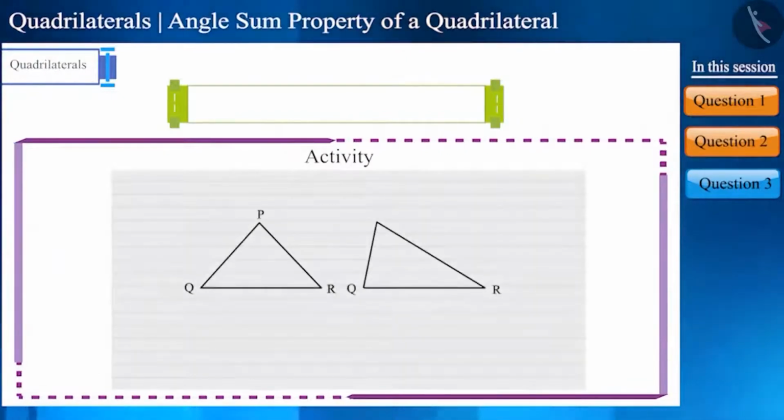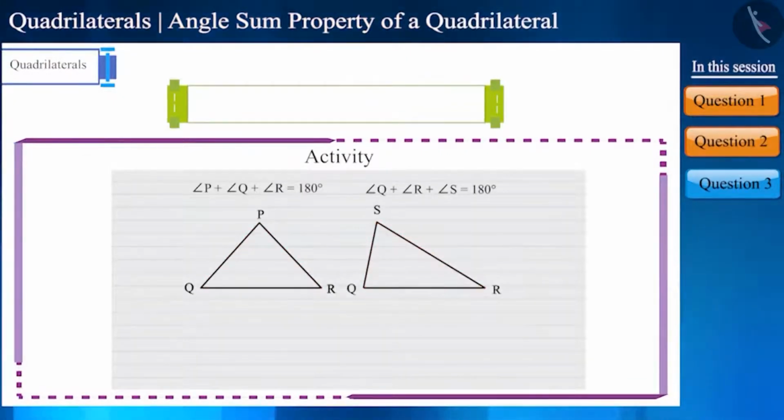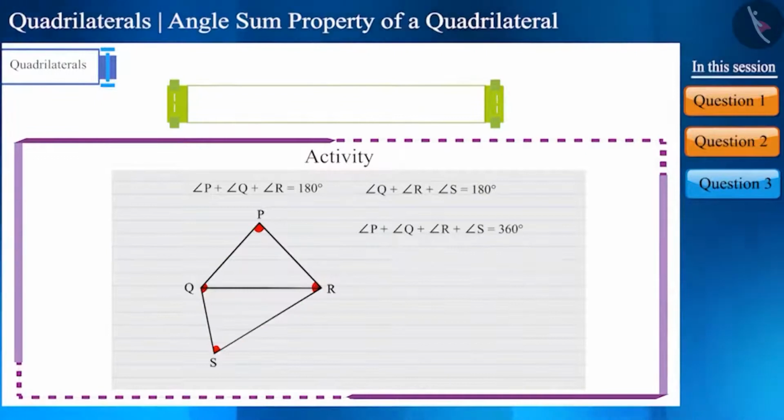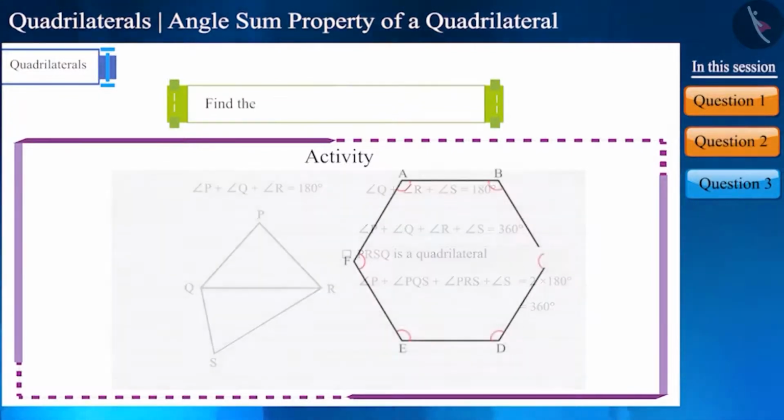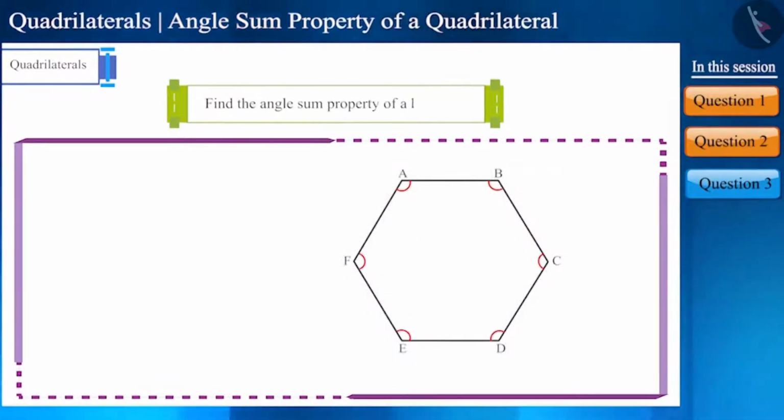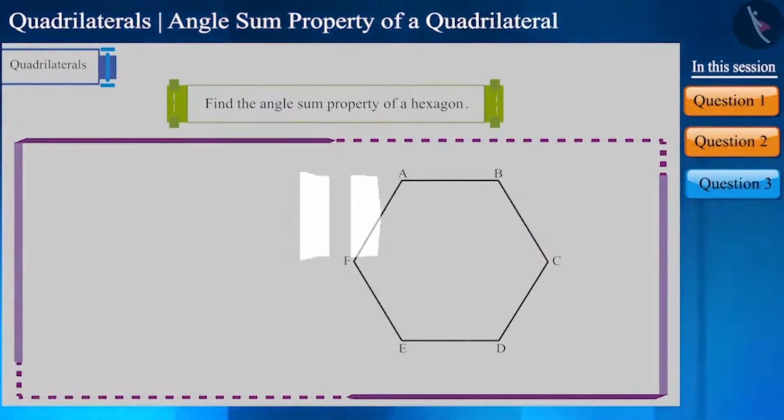Friends, to show or prove the angle sum property of the quadrilateral, we have divided it into two triangles. With the help of the same concept, find the angle sum property of a hexagon. Friends, how do we solve this question? Pause the video and think about it.